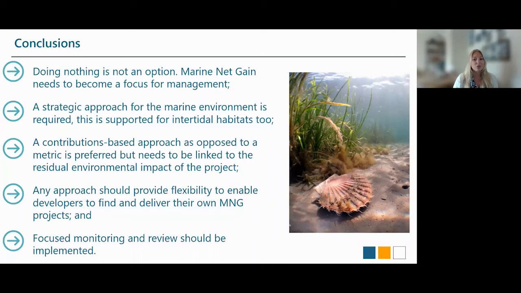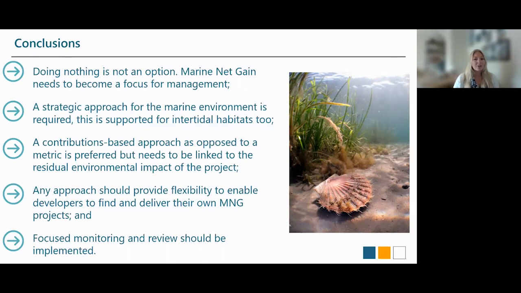Marine industries have strongly reiterated that consideration should be given to applying marine net gain to above marine low water as well as below it, and that would give a consistent approach across habitats. A contributions-based approach as opposed to a metric is preferred, but it does need to be linked to that residual environmental impact of the project.